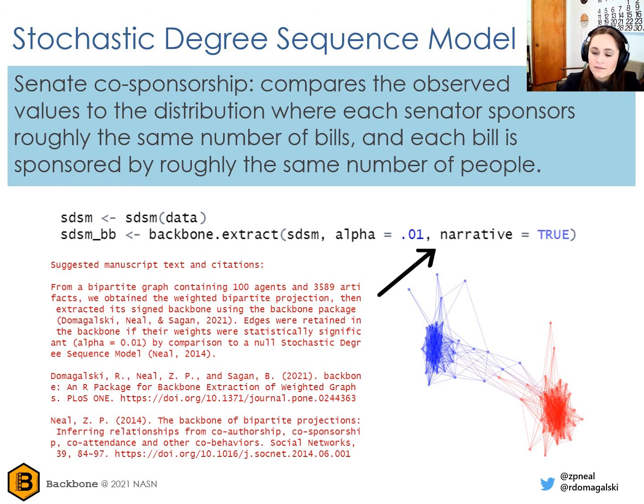When the narrative equals TRUE parameter is used, it will give back suggested manuscript text and citations. This will print out information about the network you're looking at, the citations for both the backbone package and the models that you were using, and a couple of sentences about what it actually means to do this. And here again we can see what the network looks like under the stochastic degree sequence model. We can see that most edges are within party and there are very few bipartisan edges between parties.